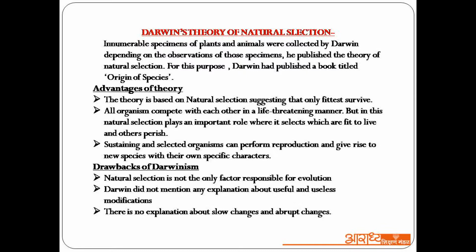Advantages of the theory. The theory is based on natural selection, suggesting that only the fittest survive. All organisms compete with each other in a life-threatening manner. But in this, natural selection plays an important role, where it selects which are fit to live and others perish. Sustaining and selected organisms can reproduce and give rise to new species with their own specific characters.